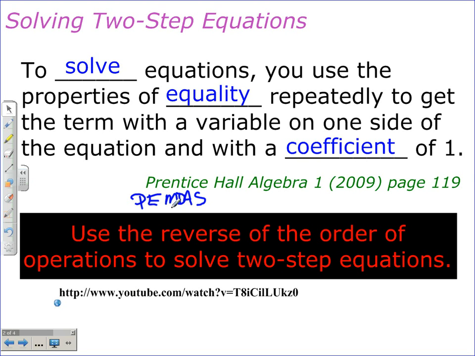Today's lesson is really going to be focused on the last two steps of the order, the multiplication and division, and then the addition and the subtraction. When we solve equations, we'll be looking to undo the addition or subtraction first, and then undo the multiplication or division second. So let's see how this works out with a couple of examples.